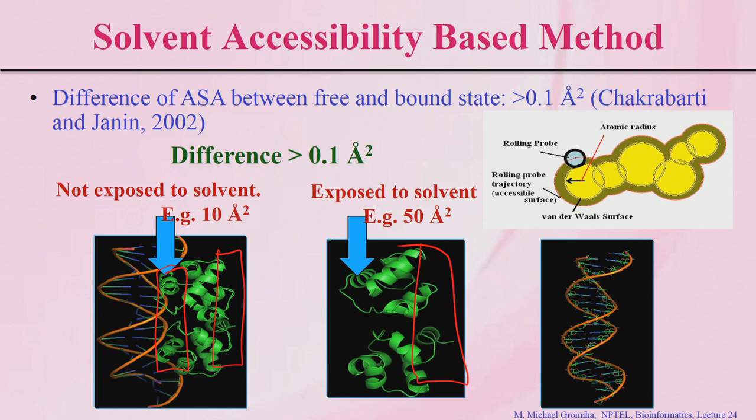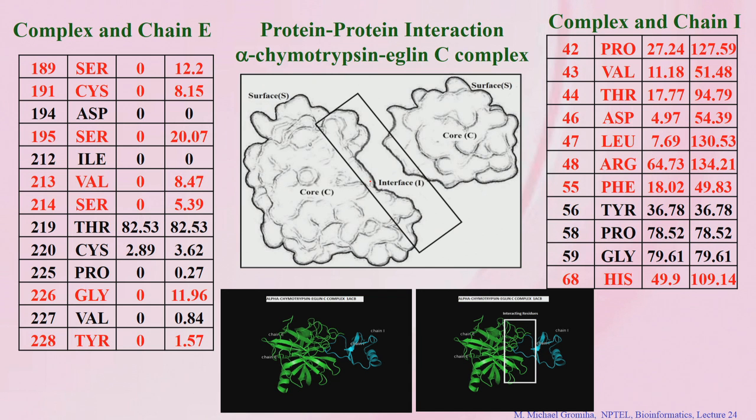Then I show an example of protein interaction complexes. This is the alpha chymotrypsin and egg C complex. This is protein 1, this is protein 2, with the complex and the chain E, this is the ASA with the complex and this is the chain E. And if you see, there are many cases, mainly in this interface region, where you can easily see the lock and key mechanism. You can see the convex and concave surface here. So, 12.2 reduced to 0 because it is completely inaccessible. Here the 8.15 is completely 0. So in this case these residues are identified as binding site residues or the interface residues.